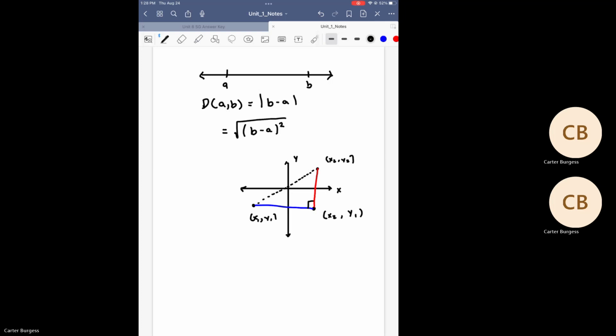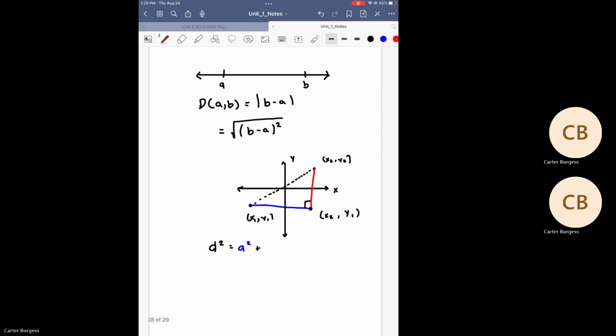Awesome. Okay, we have the right triangle. I am looking for this distance, which is now turned into the hypotenuse of a right triangle. What formula do we have, or what theorem can we use to help us find this distance now? Pythagoras' theorem, the Pythagorean theorem, where our distance squared is going to be equal to our base squared plus our height squared.